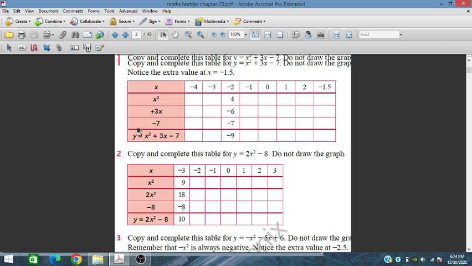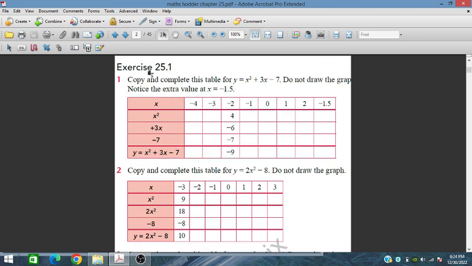Some examples are given, and we will do exercise 25.1. Here we have y equals x squared plus 3x minus 7, and we have these x values, and we have to complete this table accordingly. So we'll take the square of all these x and place it here. Similarly, multiply 3 by x and write it here, like 3 multiplied by minus 2 is minus 6, and minus 2 squared is 4.